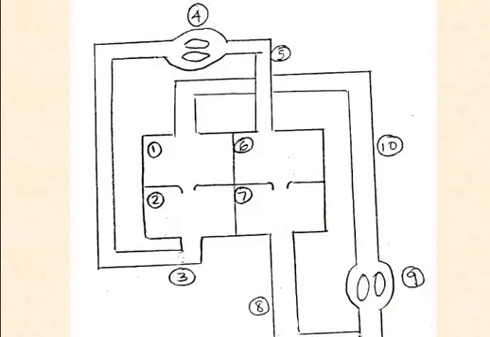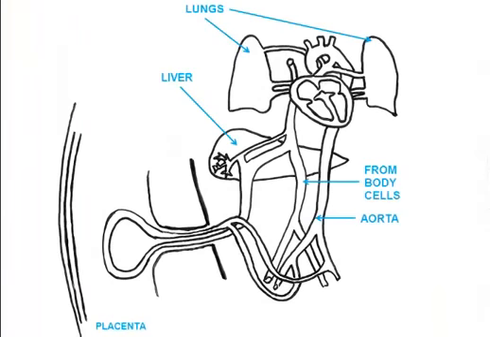Fetal circulation. The double-loop circulatory system is modified in the fetus. The main reason for this is that gas exchange does not occur at the lungs, and nutrients are not consumed by eating. In this view of the fetal circulatory system, we should see some familiar structures: the lungs, the liver, the vena cava returning blood from the body cells, the aorta delivering blood to body cells.